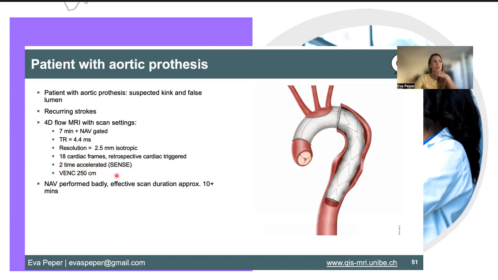So there are some acceleration methods that you can actually use to make it faster. So yeah, that was the scan we did. Overall, I think it took a bit longer. It was more like 10 plus minutes because this navigator did not perform so well.